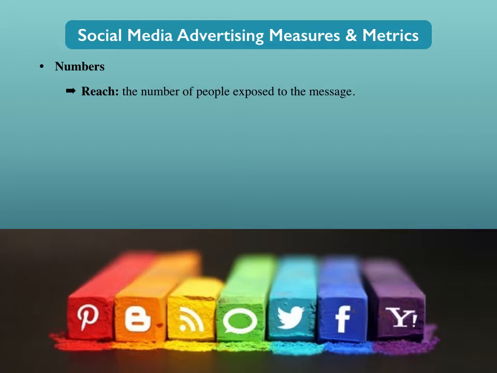Numbers, we'll start off with reach, and this is the number of people exposed to the message. And then frequency, the average number of times someone is exposed. So the first one is the number of people, and then the second one is the average number of times someone is exposed.